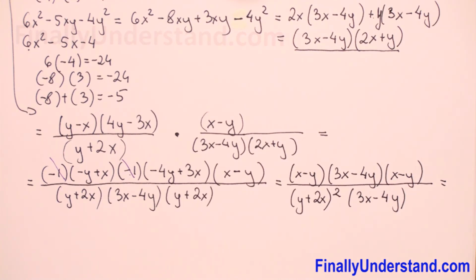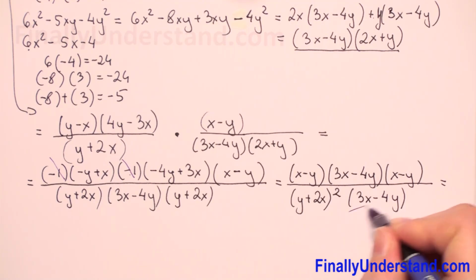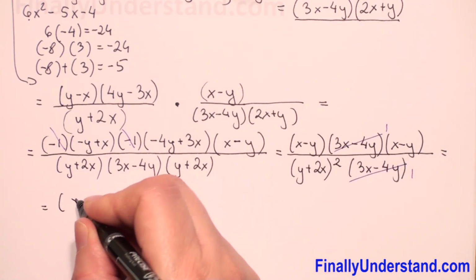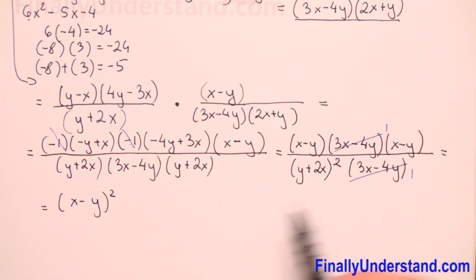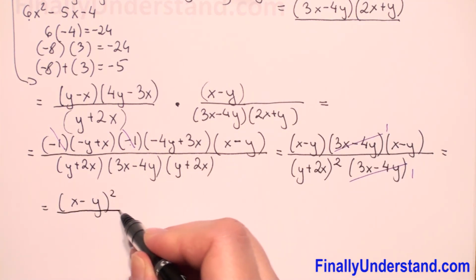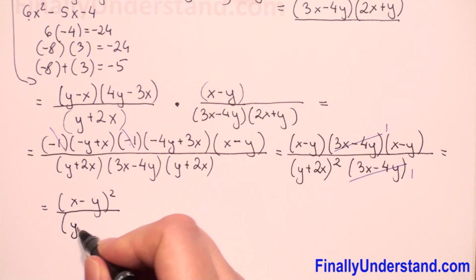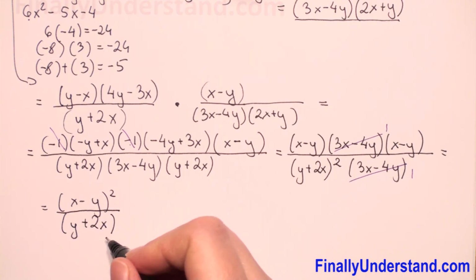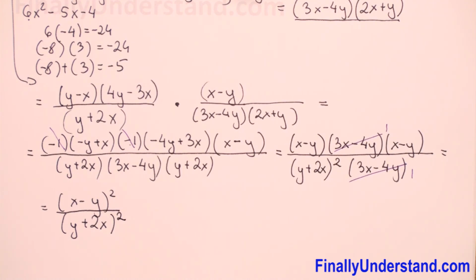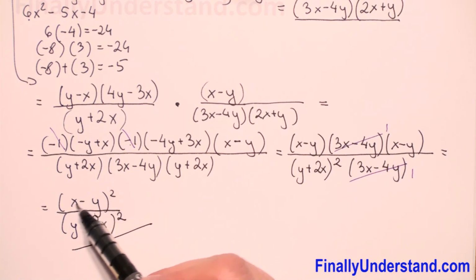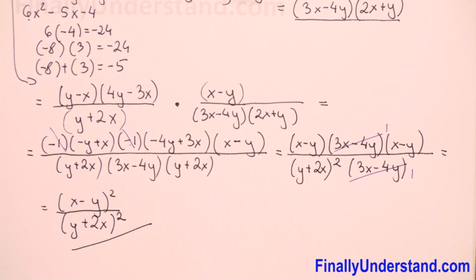Now we see that in the numerator and in the denominator we have the same expressions, so we can cancel out, it will be 1 and 1, and we have x minus y times x minus y, so this is x minus y to the second power times 1. It doesn't change anything, so we don't have to put it, and we have 1 times y plus 2x to the second power, so this is y plus 2x to the second power. This is my solution. We cannot reduce anything. We can only take this expression to the second power. This is my solution.